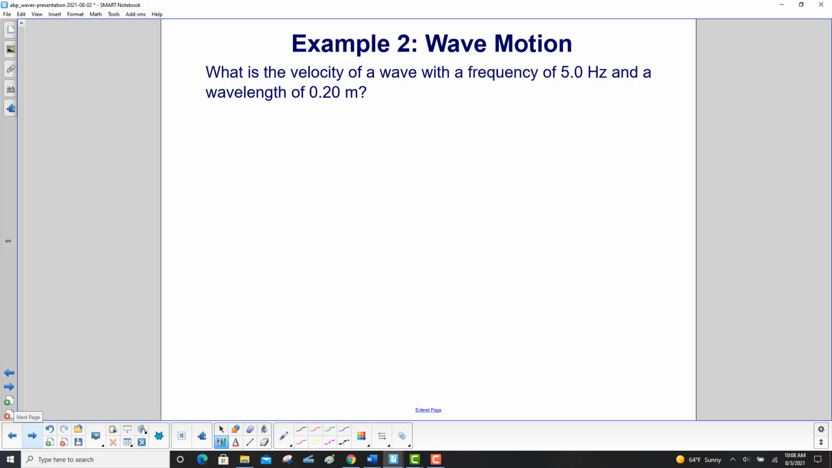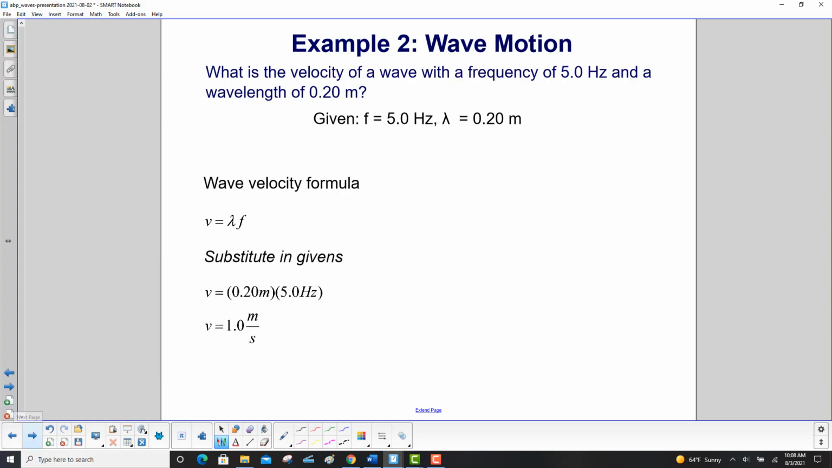What is the velocity of a wave with a frequency of 5 Hertz and a wavelength of 0.20 meters? Here's our givens listed up here so we know where we're going. Based on that, we will use the wave velocity formula, which is the velocity is lambda times frequency. Substitute in our givens, do the math, and we get a velocity of 1.0 meters per second.